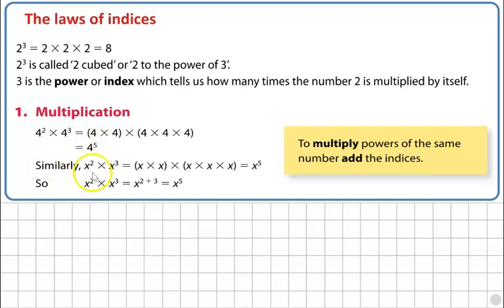Similarly, x squared times x cubed is x times x times x times x times x, which is x to the power of 5. So x squared times x cubed is equal to x to the power of 2 plus 3, which is x to the power of 5.